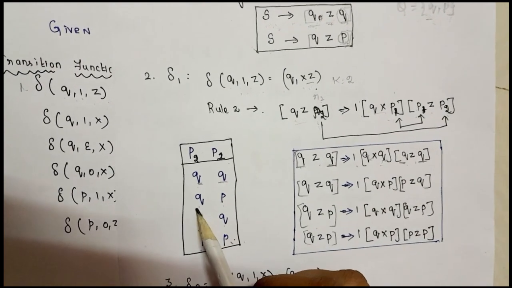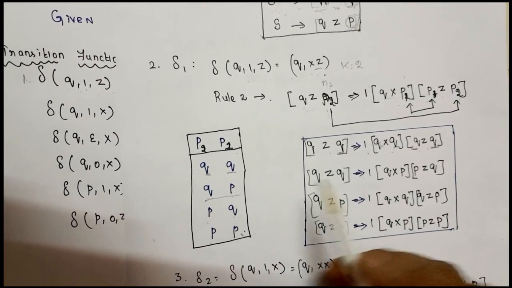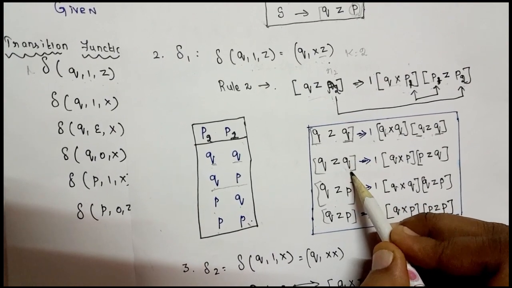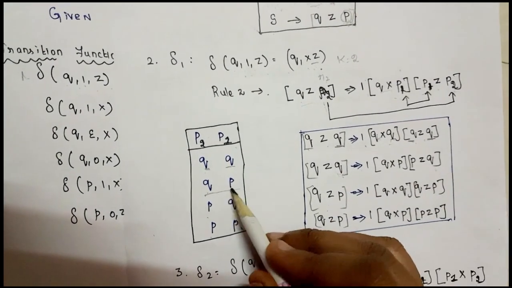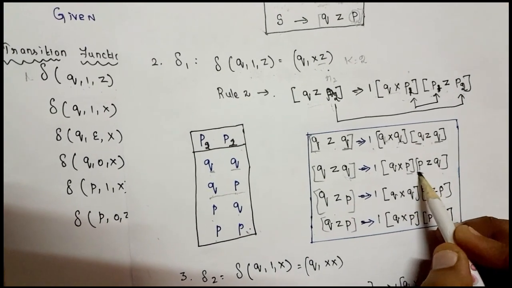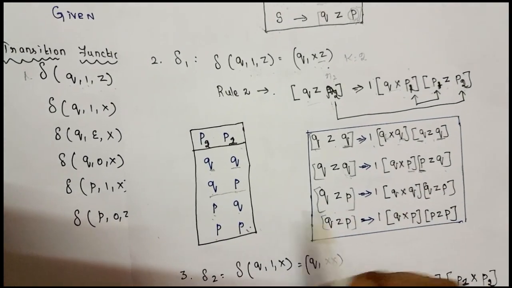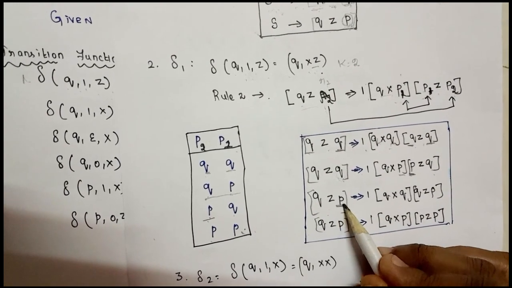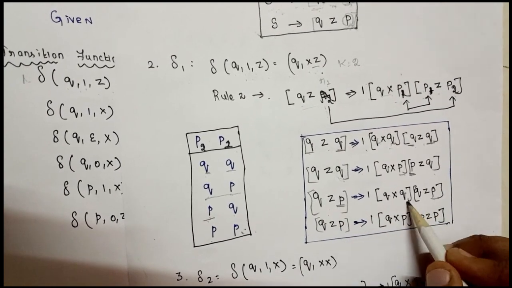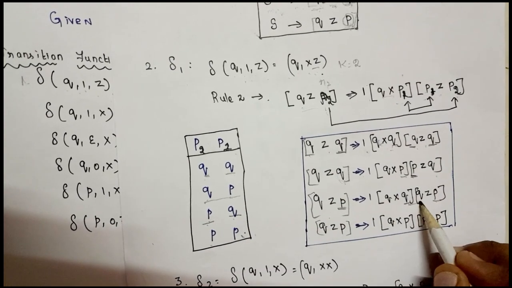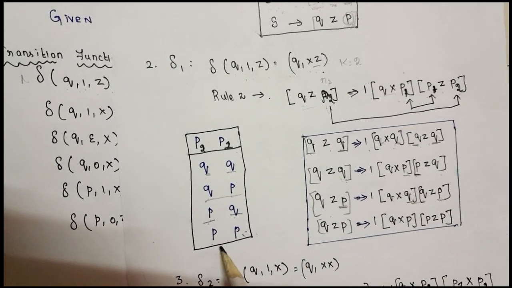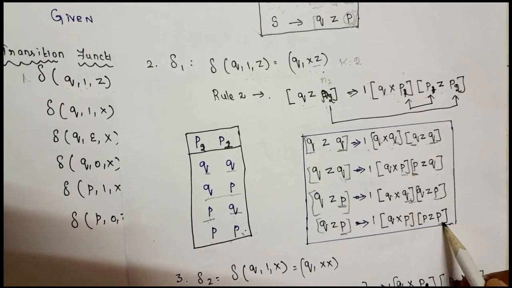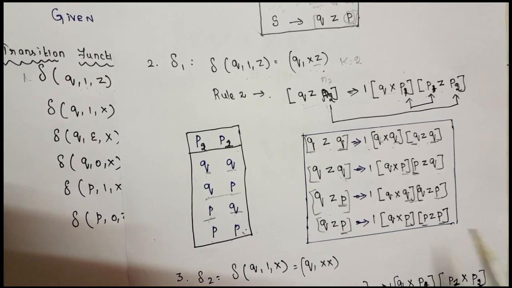The next combination is Q comma P. So P2 is Q, and P1 is P. Okay, and for the third combination, the destination state is P, that is P2 is P. So P is copied here, and the intermediate state is P1, which is Q. And in the last combination, both P2 and P1 are P. So this P2 is given as P and the intermediate state is P.